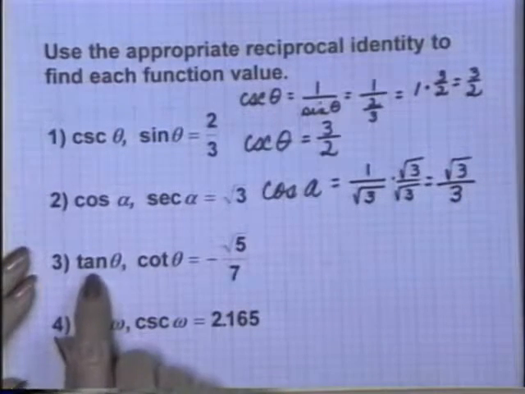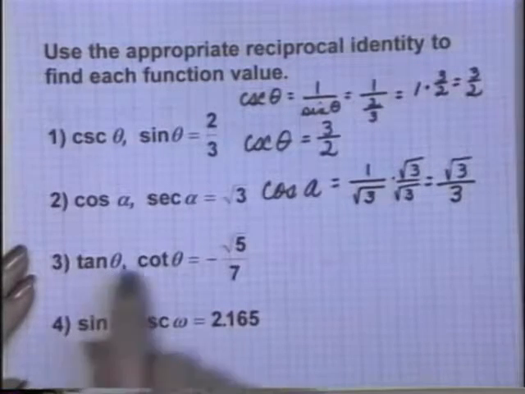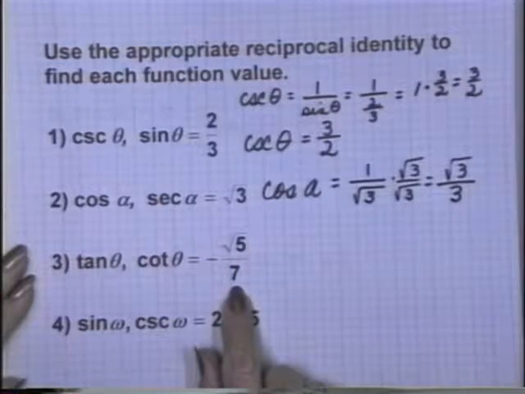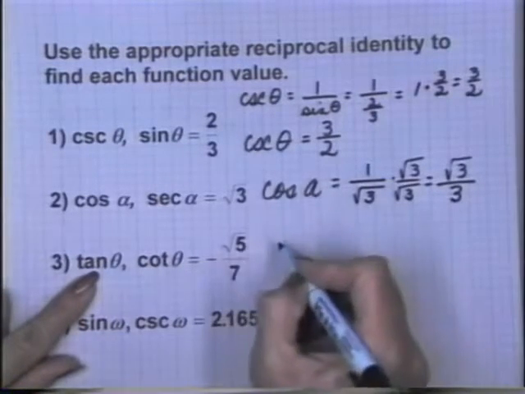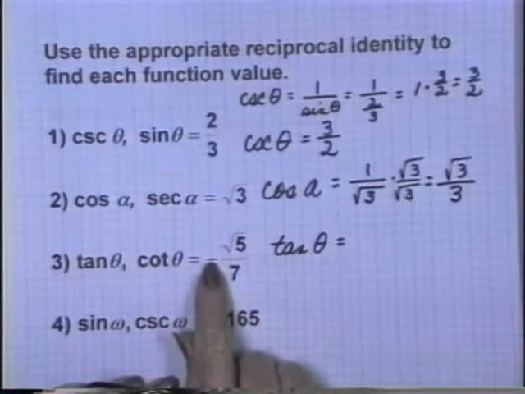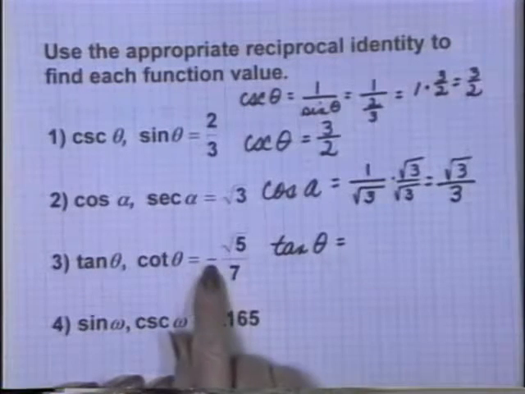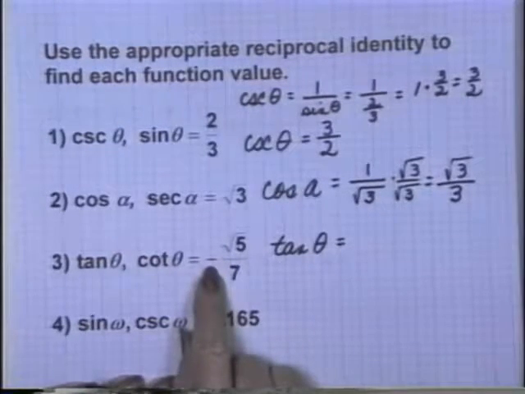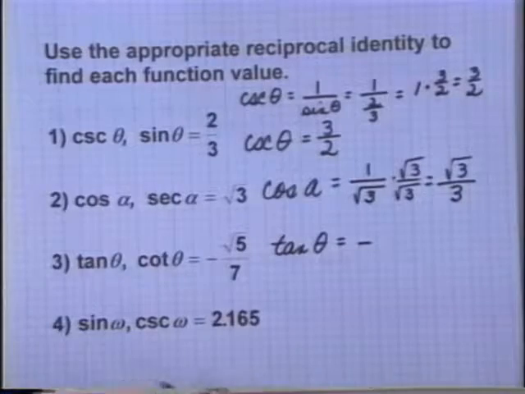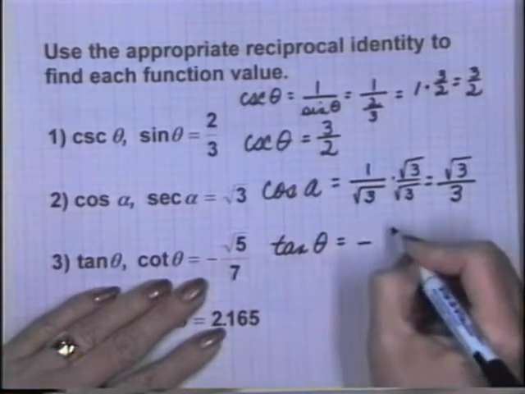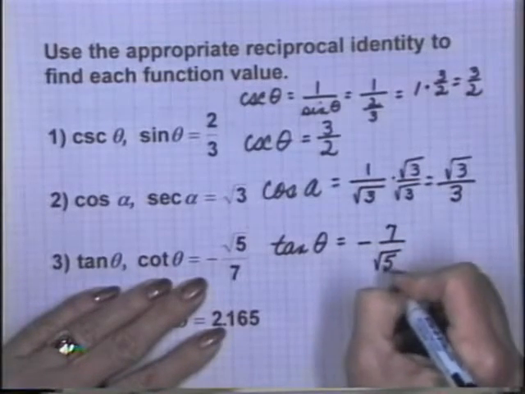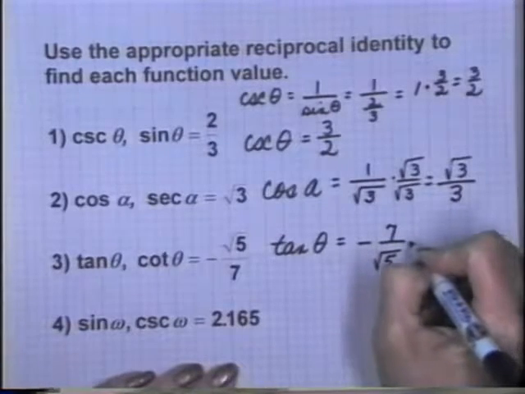For problem 3, we have the tangent of theta that we're trying to find. We're given that the cotangent of theta equals negative square root of 5 over 7. Because these are reciprocals of each other, we know that the tangent will equal the reciprocal of negative square root of 5 over 7. Now remember that the reciprocal of a negative number is negative. So the tangent of theta will equal a negative, and we'll use the reciprocal of the square root of 5 over 7, and that would be 7 over the square root of 5. Once again, we need to rationalize.